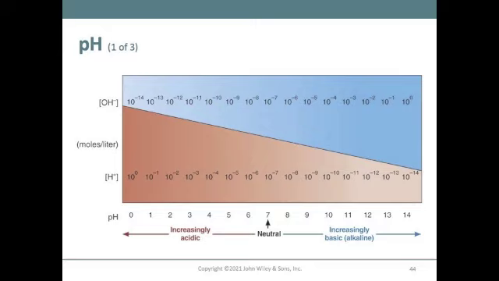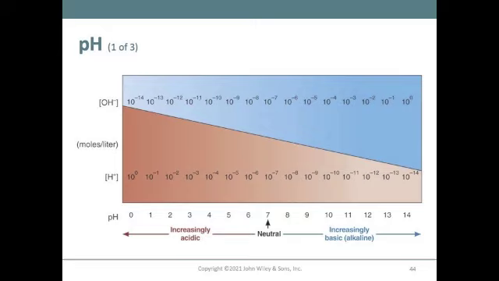A solution's acidity or alkalinity is expressed on the pH scale, which extends from 0 to 14. The scale is based on the concentration of hydrogen ions in moles per liter. A pH of 7 means a solution contains 1/10,000,000th of a mole of hydrogen ions per liter. So the midpoint of the pH scale is 7, and that's where the concentrations of hydrogen ions and hydroxide ions are equal. A substance with a pH of 7, such as pure water, is neutral.